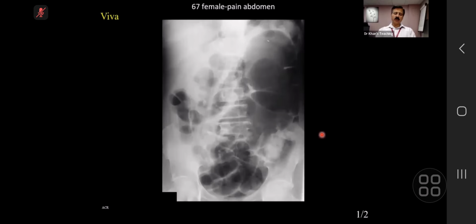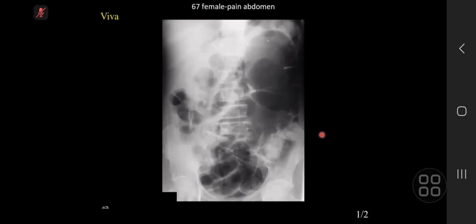Okay, is this a sigmoid volvulus? What do you think? Or not? If not, then what else can it be? So again on this frontal abdominal radiograph, there is a dilated bowel loop, and I can see some haustra, incomplete haustra within it. It is in the left upper quadrant, and I can see gas within the small bowel.